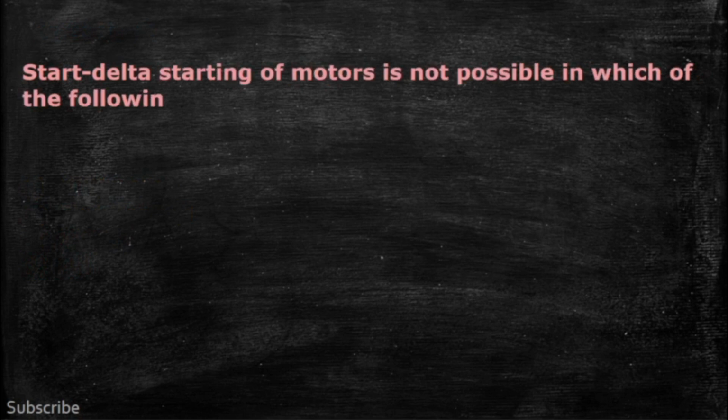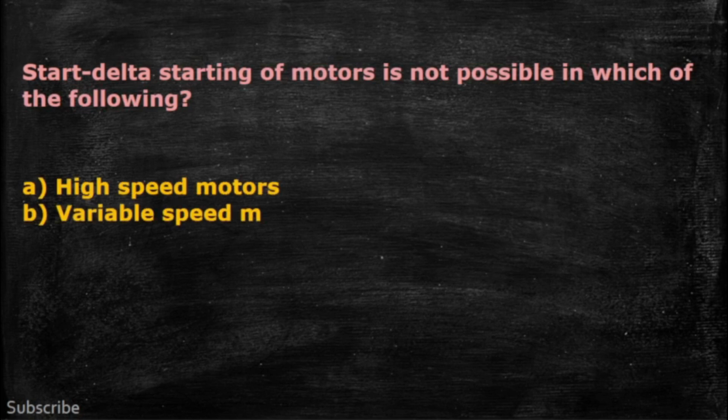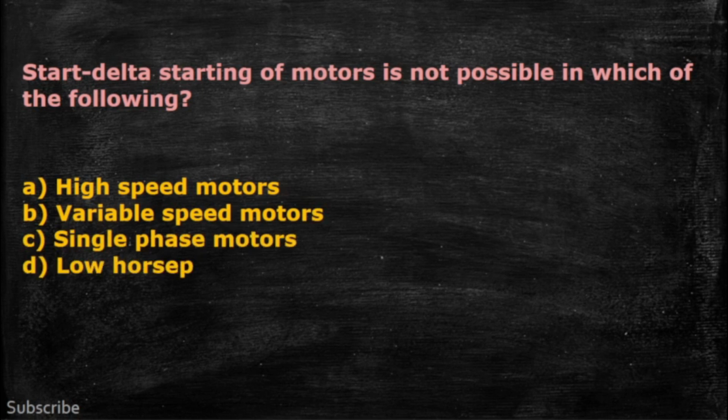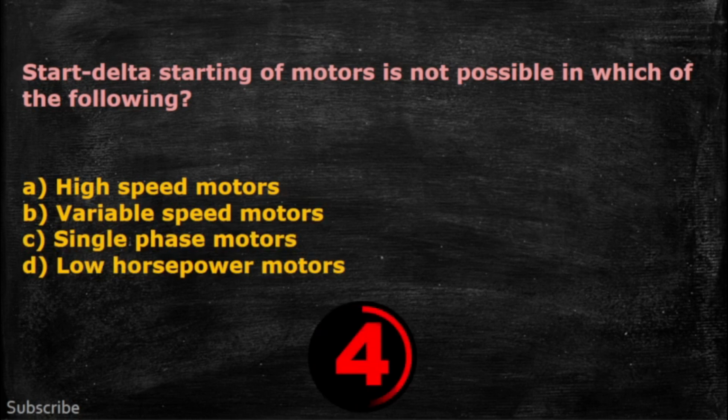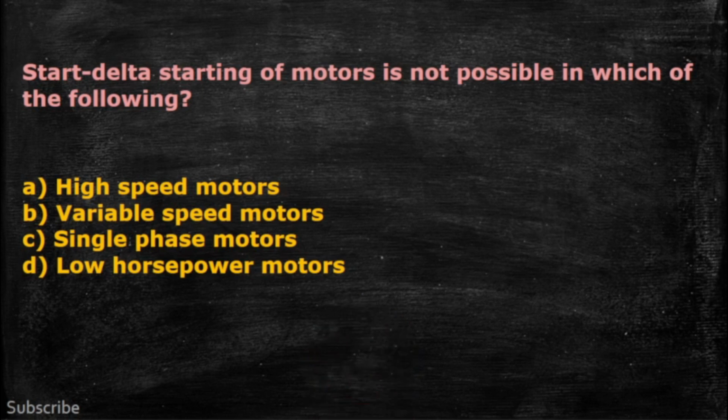Question number 35. Star-delta starting of motors is not possible in which of the following? A. High-speed motors. B. Variable speed motors. C. Single-phase motors. D. Low-horsepower motors. The correct answer is letter C. Single-phase motors.